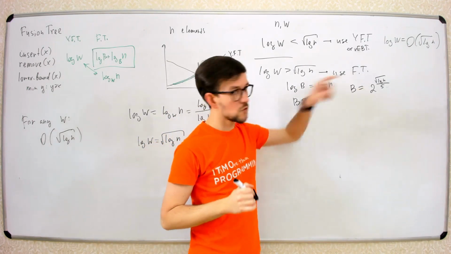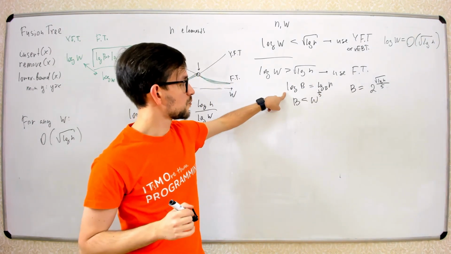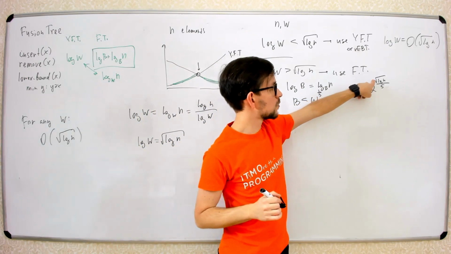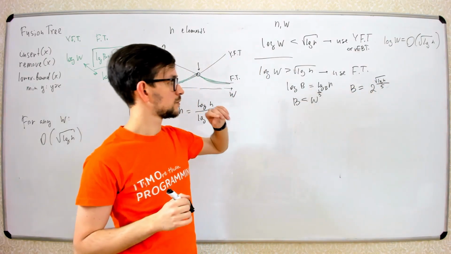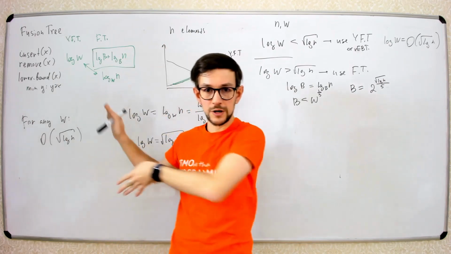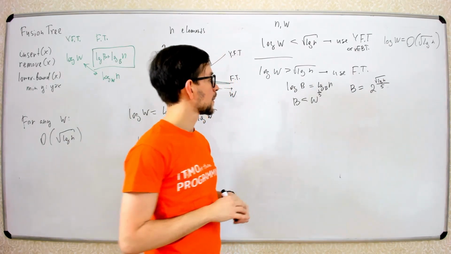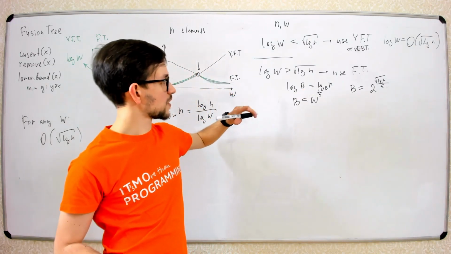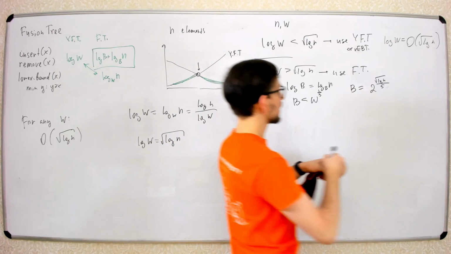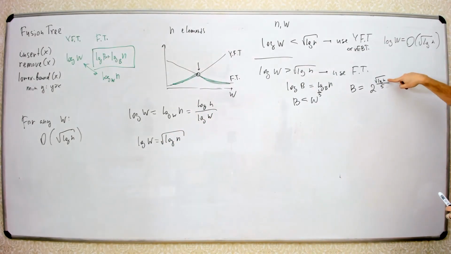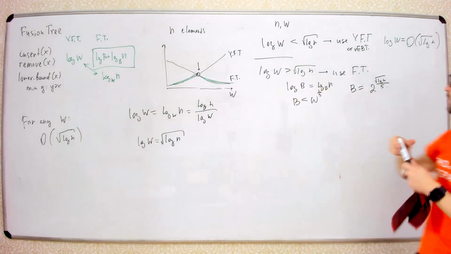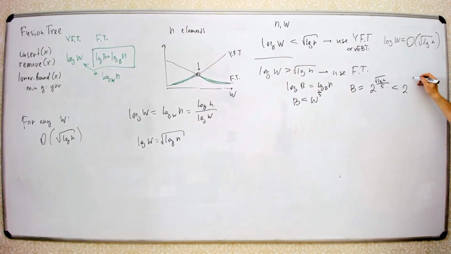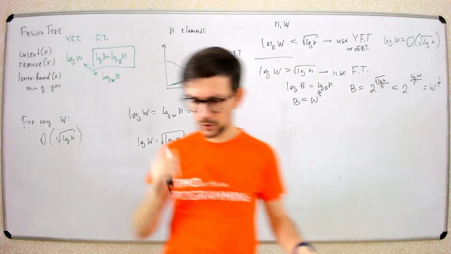So if you pick this value for B, then logarithm of B will be square root of log n divided by 5. It's good enough. It will give you the time complexity you need. And B will be less than W to the power 1/5 because square root of log n is less than log W, so this will be less than 2 to the power log W over 5. So it is W to the power 1/5. Good enough, it's working.